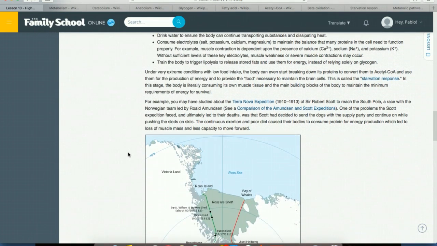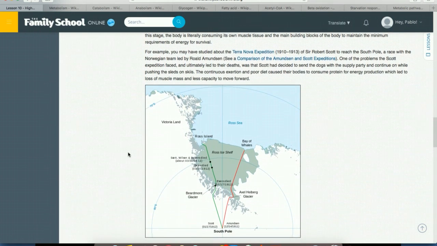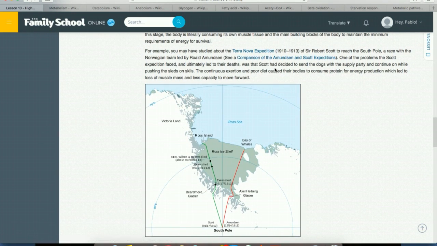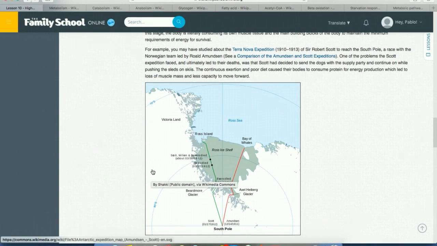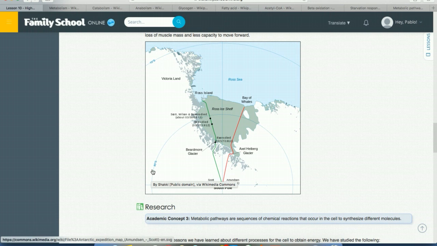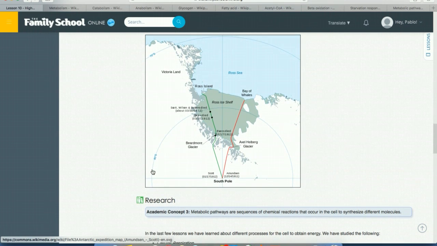And then here it goes into an example of the Terra Nova expedition. I'm going to let you study about this, but this was an example where the party here in the Scott expedition literally starved to death. This was under very extreme conditions.